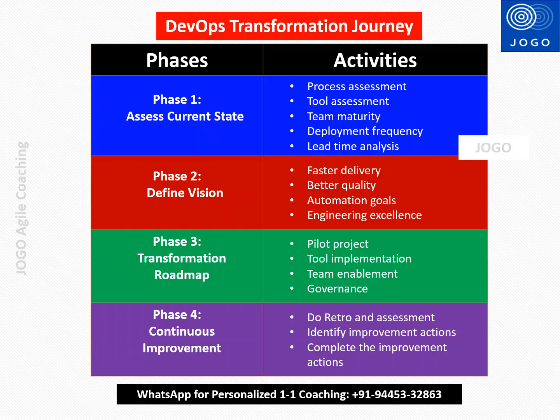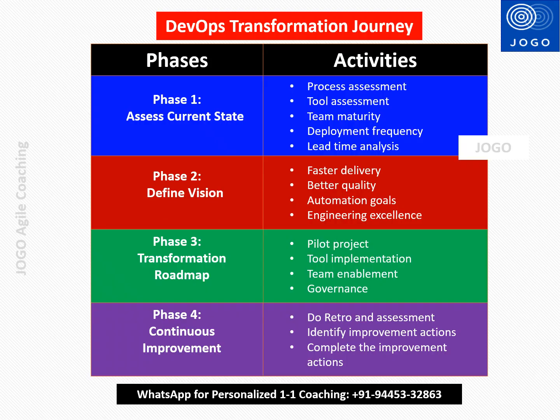The third phase of the DevOps transformation is creating the roadmap and reaching that final destination. So we will start with some pilot projects to experiment with all these activities, and we will implement the tools that are needed for the end-to-end DevOps lifecycle, starting from source code maintenance, automation of the testing, automation of the deployment, code quality check, and monitoring of the instances. So we will identify and implement all the tools needed for the DevOps transformation.